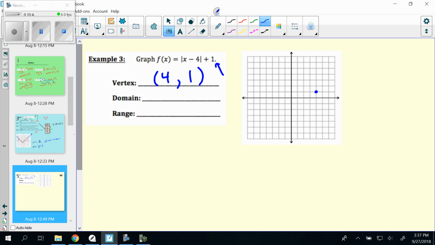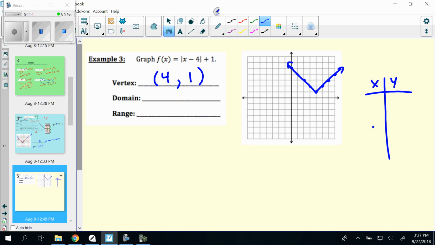Okay, now to get the rest of the graph, we're looking, is it opening up or down? This one's positive, so it's opening up. And then we can look at what the slope is to get some of the other points. On this one, since there's nothing in front of the x, slope is going to be 1. And so on the right side, we should be going up 1, right 1. On the other side, we should be going up 1, left 1. So this graph is going to look like that. If you're unsure, you can always go back and do a quick table.